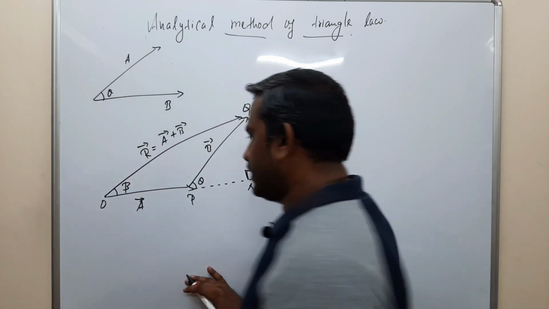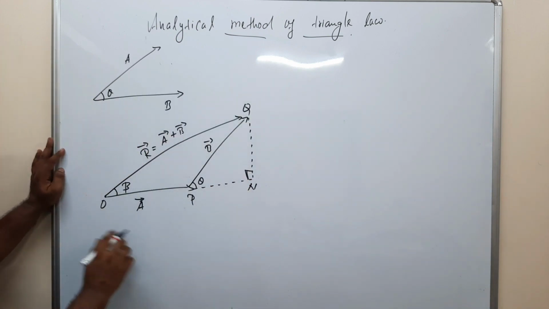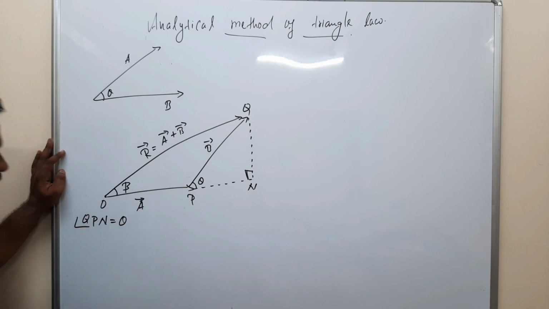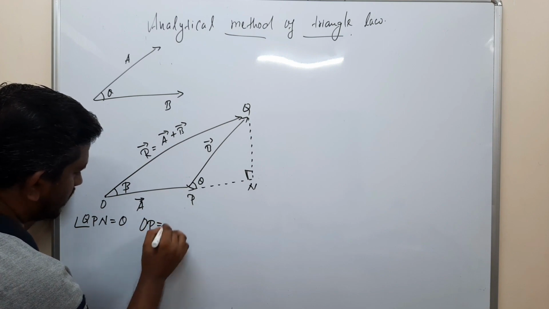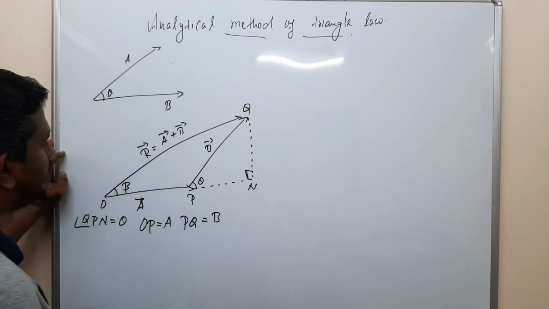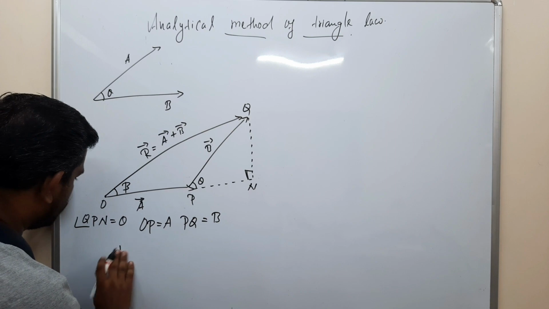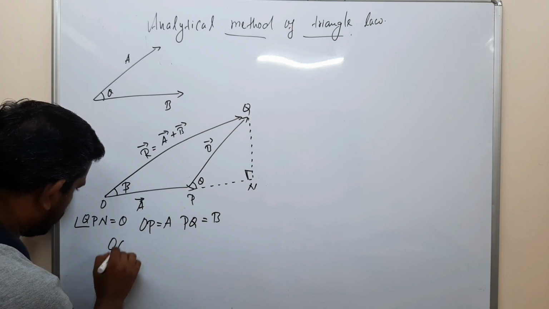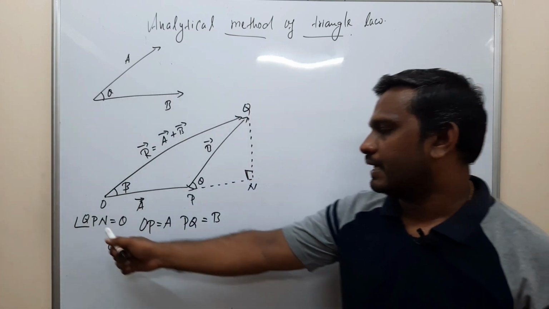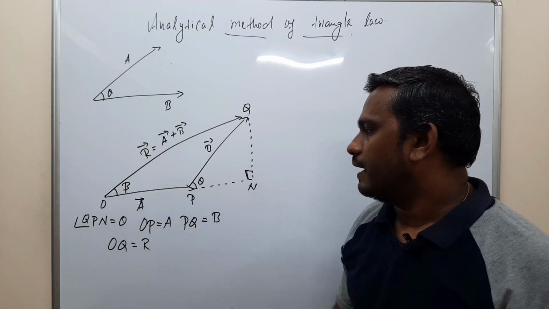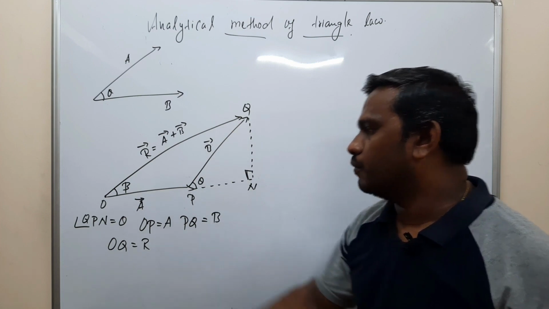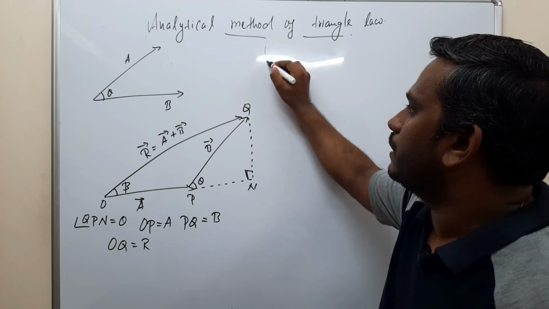From the diagram we can write angle QPN is equal to theta, OP is equal to A, PQ is equal to B, that is the magnitude, and OQ is equal to R.